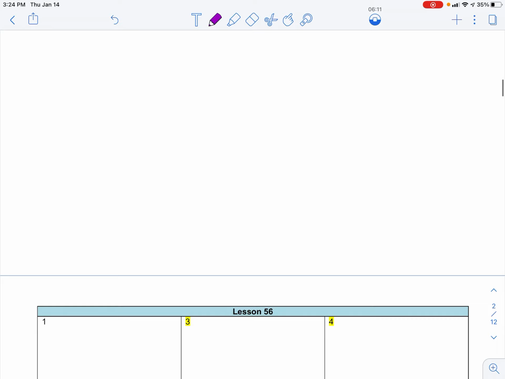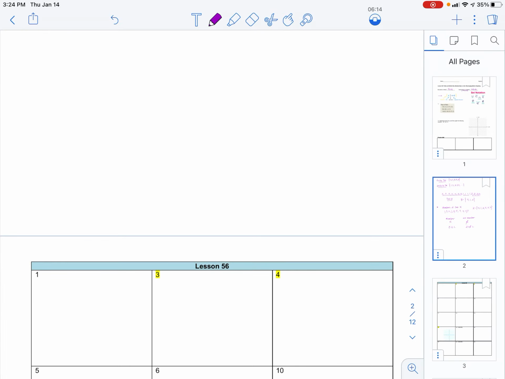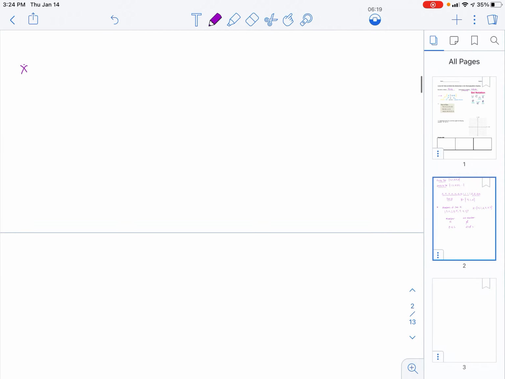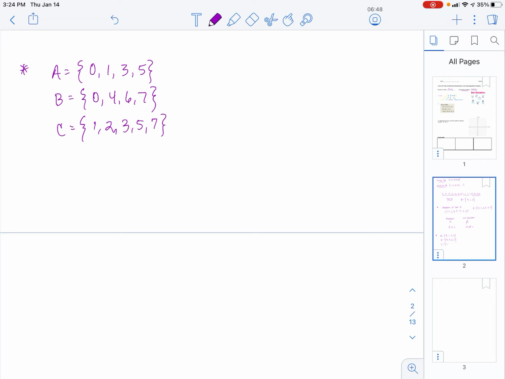All right, let's look at another example here. I'm going to have to add another page, so let me go ahead and do that. All right, next example. Let's say we have the set A, whose members are 0, 1, 3, and 5. And let's say we have B, whose members are 0, 4, 6, and 7. And let's say we have a set C, whose members are 1, 2, 3, 5, and 7.